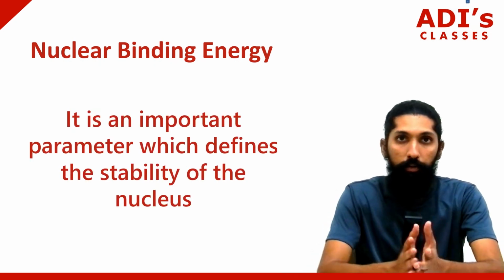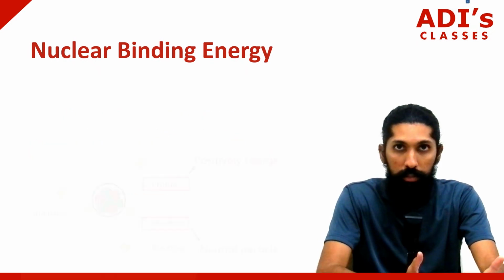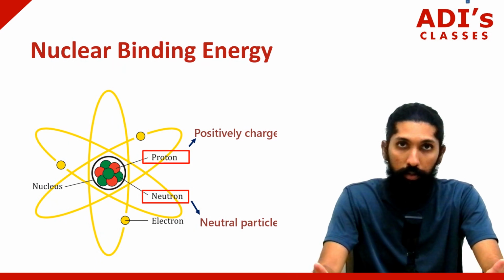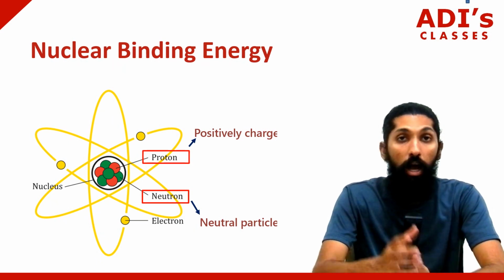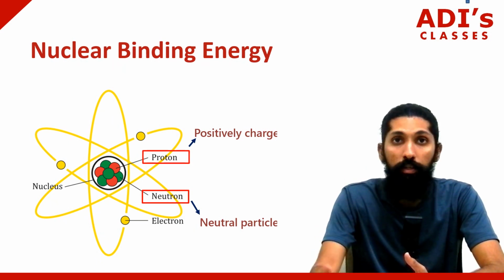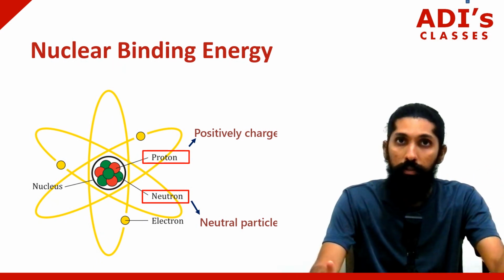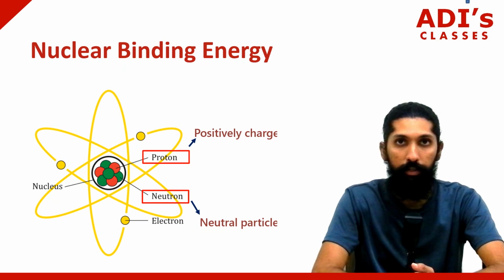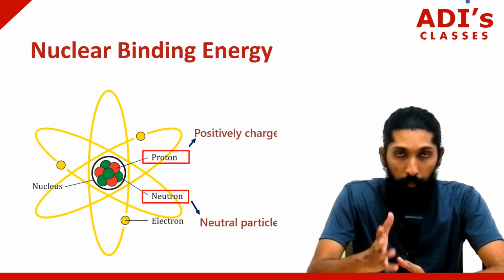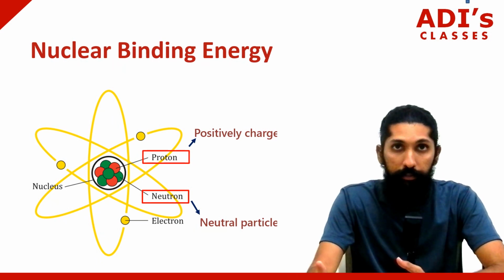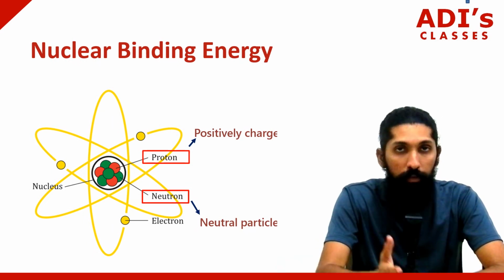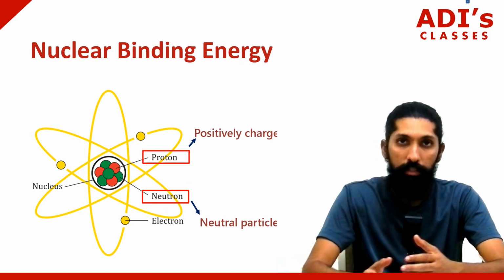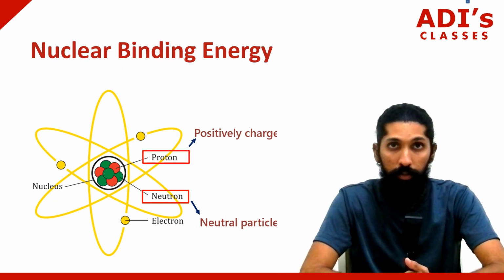Because think about it, a nucleus has protons and neutrons. Protons are positive, neutrons are neutral, basically they don't have any charge. And how do we say that the nucleus is stable? We know that we have the strong nuclear force, which we have discussed. But the most important parameter which defines the stability of the nucleus is nuclear binding energy. Okay, let's understand much more about this nuclear binding energy.